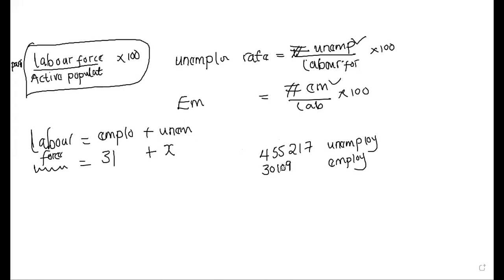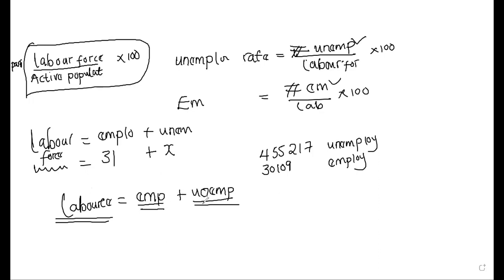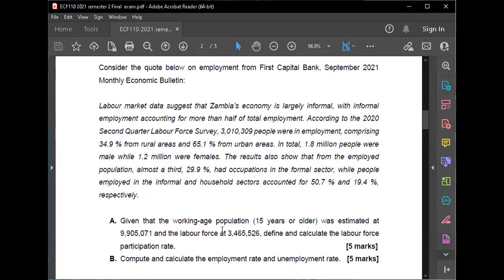Let me just repeat the part on how to find the unemployed. This is the formula for the labor force. The labor force is equal to the number of people that are employed plus the number of people that are unemployed, meaning these don't have jobs, right? Employed plus unemployed make up the labor force. So we already have the number of people in the labor force, and we also have the number of people that are employed. So we need to also find the number of people that are unemployed.